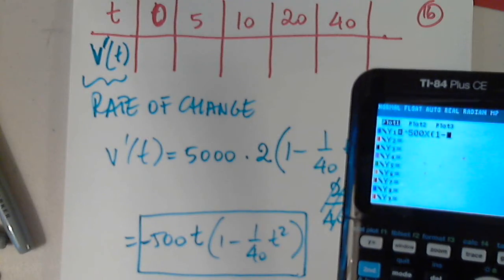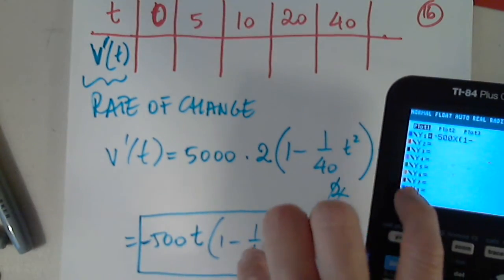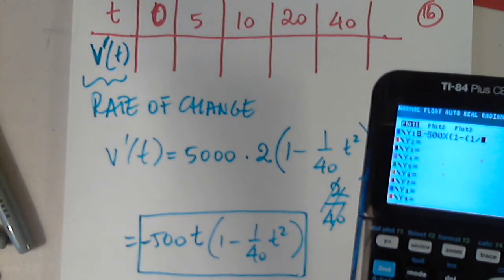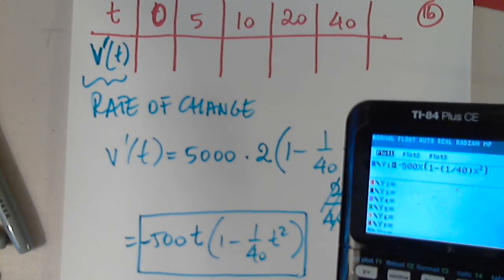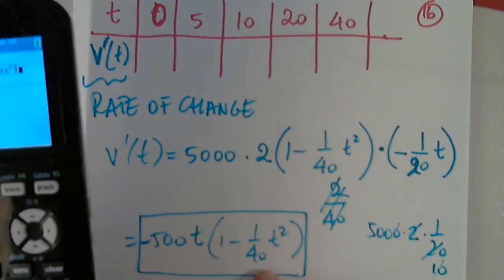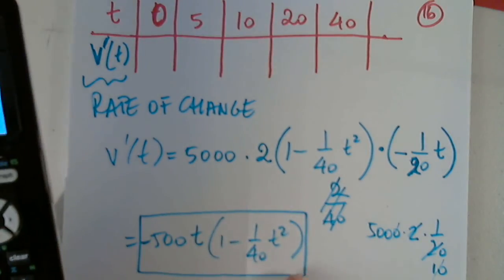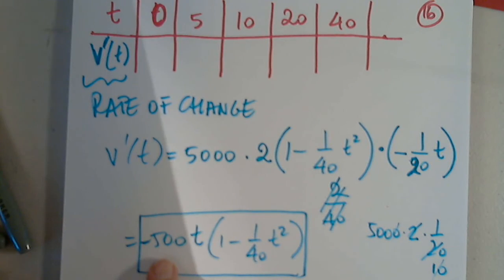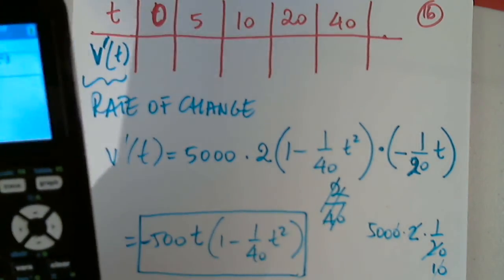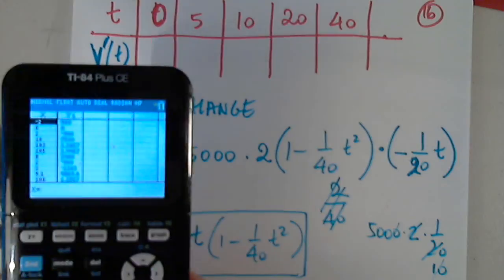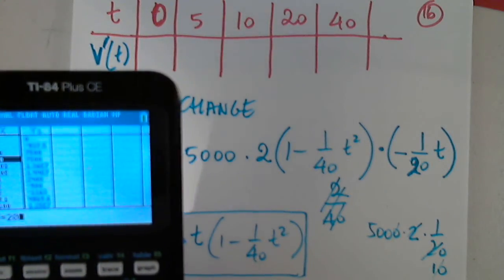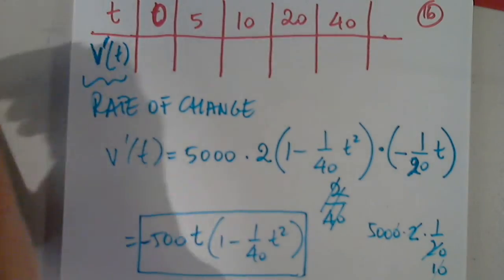1 minus, be careful to put 1 over 40 in parentheses. 1 divided by 40, close the parenthesis, and then t squared, and close another parenthesis. So 1 minus 1 over 40, minus in front, or as I said, you can distribute if you prefer to do that. It will simplify. So 500 divided by 40 is 25 over 2, 12.5. Okay, so I put it in as is. So I go to second and table, and I want 0, I want 5, I want 10, I want 20, and I want 40. Done.